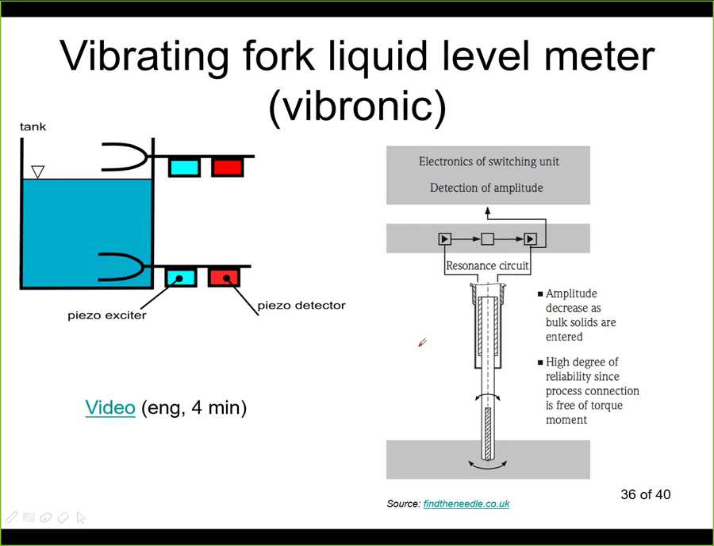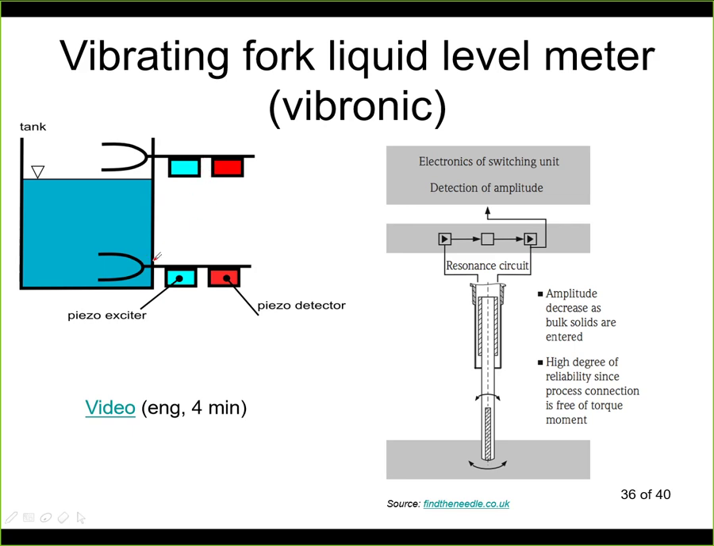The last principle that I will show you is only a point level sensor, and it is called a vibrating fork. Now this is suitable for liquids and solids. All the previous examples were suitable for liquids only, except the capacitive sensing, and maybe the ultrasound and radar. But this is a sensor for point level only.